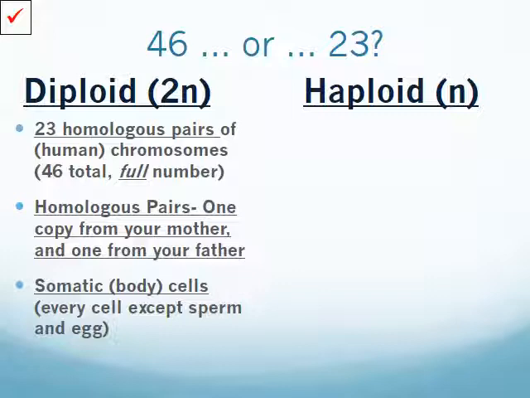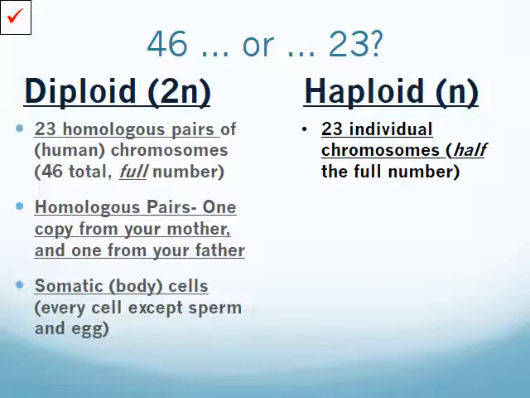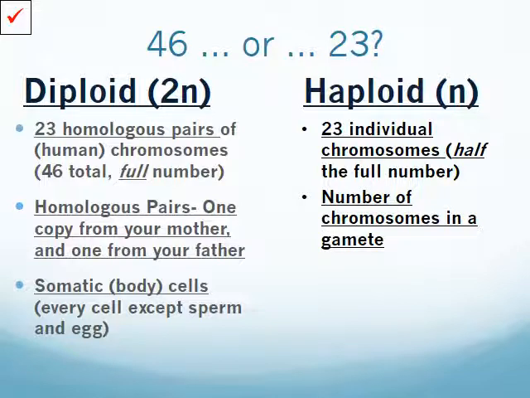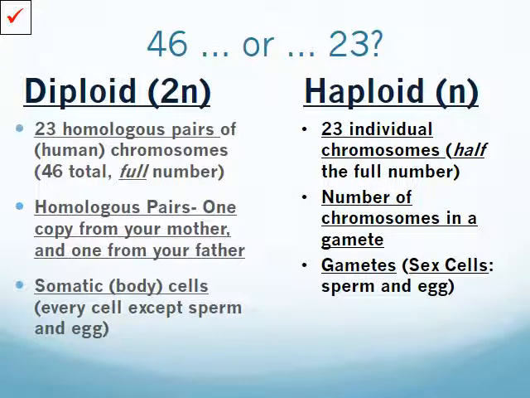Now haploid, on the other hand, represented by the letter just N by itself, refers to the half number of chromosomes. So in humans, haploid means 23. These are the number of chromosomes in a gamete, and your gametes are the sex cells, so the sperm and egg. And if you go ahead and think about it, let's say you have 23 chromosomes from the sperm, and you have 23 chromosomes from the egg. If you combine this, that's going to give you 46, or the full number. So, diploid is the full number of chromosomes, 46 in humans, and haploid is half of that, so 23 in humans.